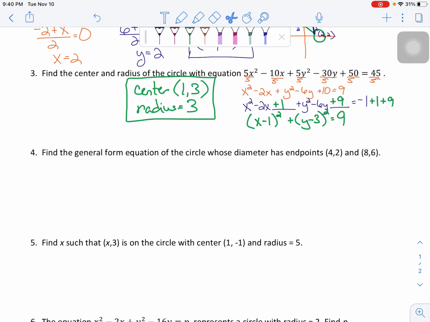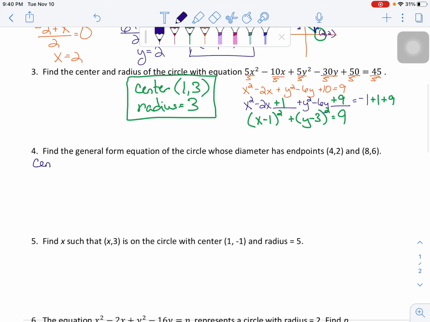All right, so first thing I'm going to do is find the center of my circle, and I am going to use midpoint. So let's see, x plus x divided by 2 and y plus y divided by 2. So 4 and 8 is 12. 12 divided by 2 is 6. 6 and 2 is 8. 8 divided by 2 is 4. So we now know our center is the point 6,4.